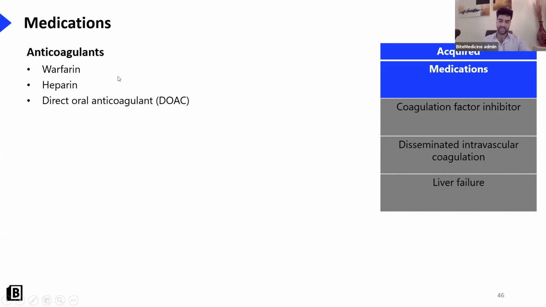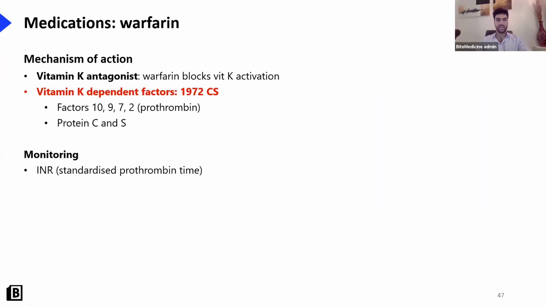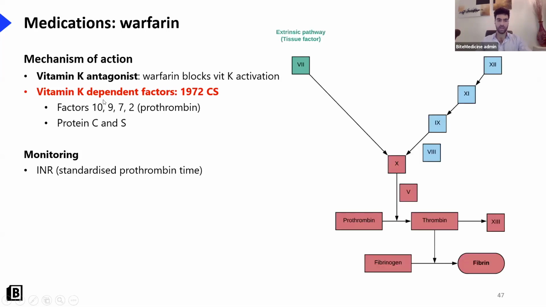Good, so vitamin K antagonist. Warfarin blocks vitamin K activation. Why is that important? Well, there are a few vitamin K dependent coagulation factors. The way to remember it is 1972 CS. So factors, the 1 stands for 10. So factor 10, factor 9, factor 7, factor 2, protein C and protein S.